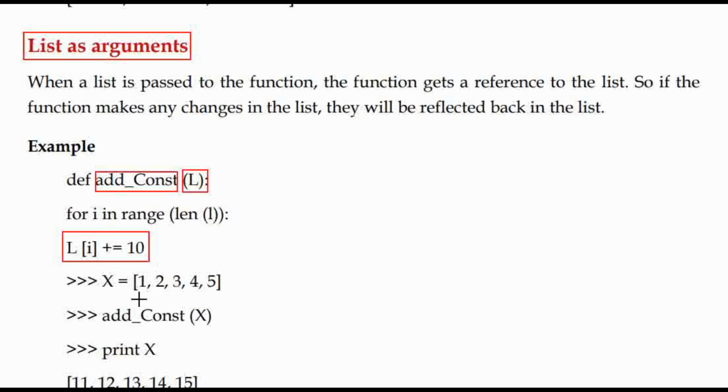x = [1, 2, 3, 4, 5]. add_const(x). This function is called and then print(x). The list is printed. Then what happens? 11, 12, 13, 14, 15. This is the output. It means the list is incremented by 10.